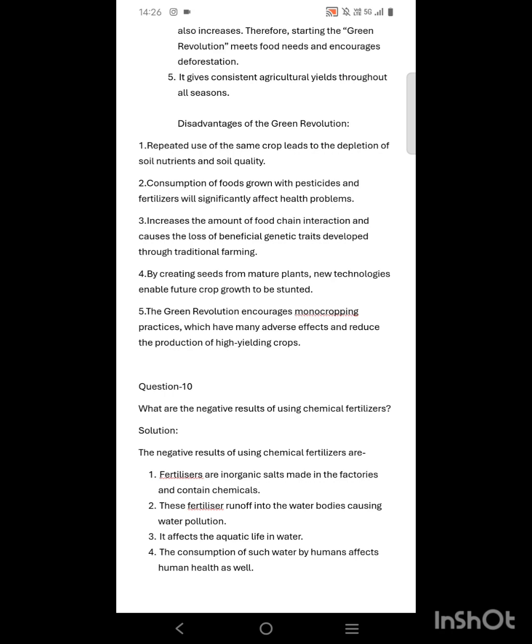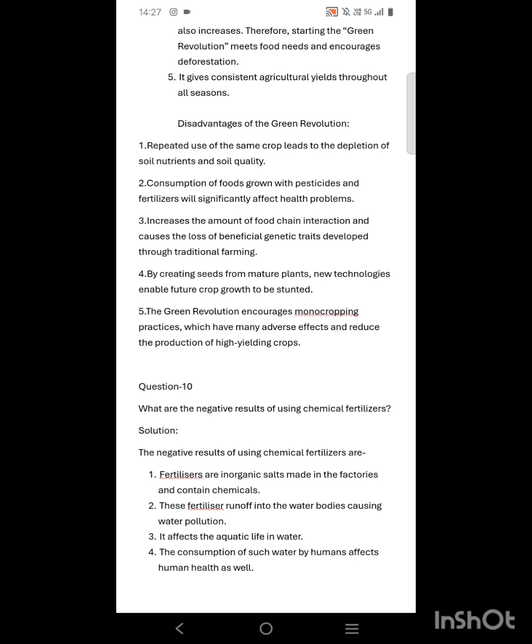So, from mature plants, they are creating seeds. Means they are not actually buying seeds. Actually, they are creating seeds. So, think about the product, how dangerous that product will be, that from a mature plant they are creating seeds by using chemicals through new technologies.